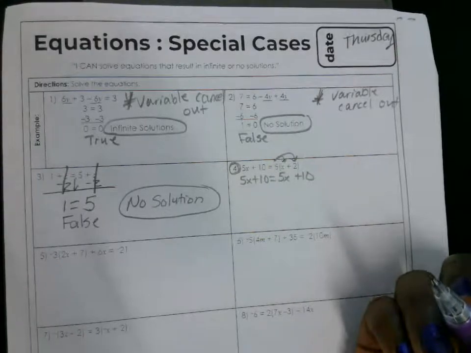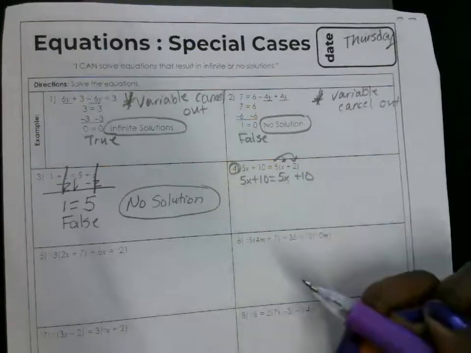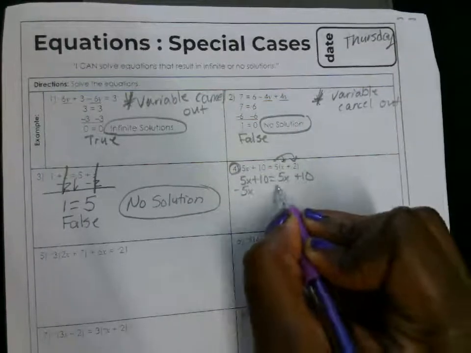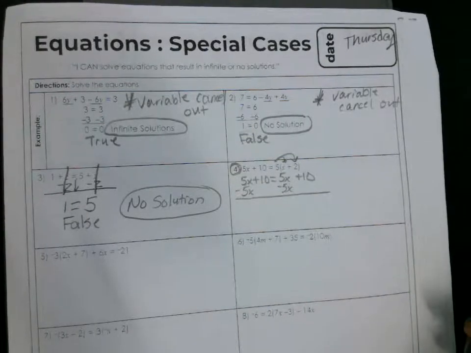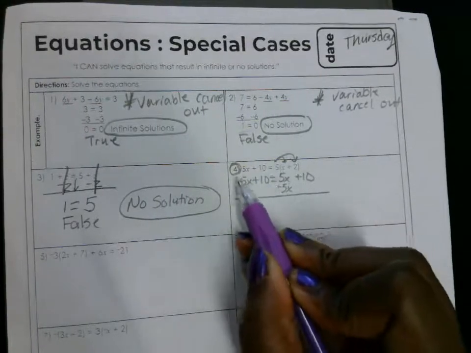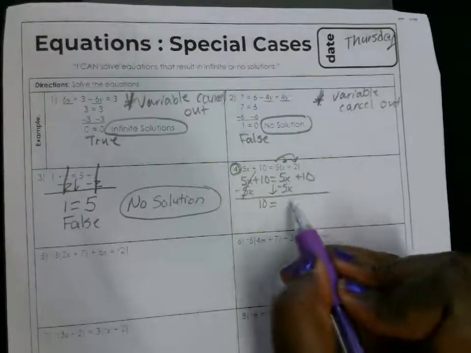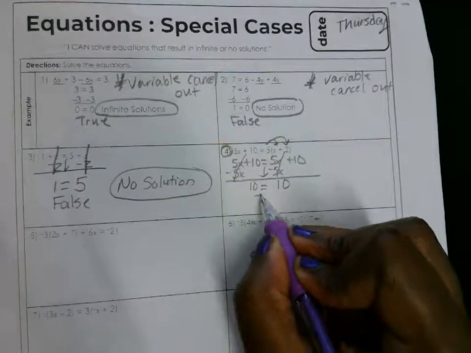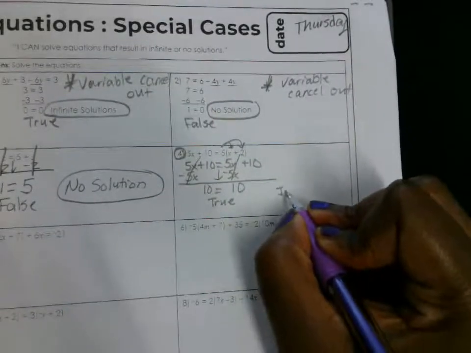Move the variable. See, you do have it. So what does it matter which one I move because they're exactly the same? How do I move a positive 5x? I subtract 5x on both sides. Riley, what do I get over here? I get 10 on this side because this is gone. And 10 on the other side. So is this true or false? This is true. So what does that mean? That means it's infinitely many solutions.